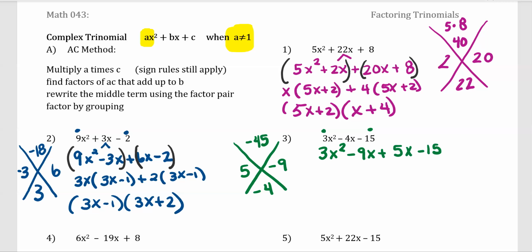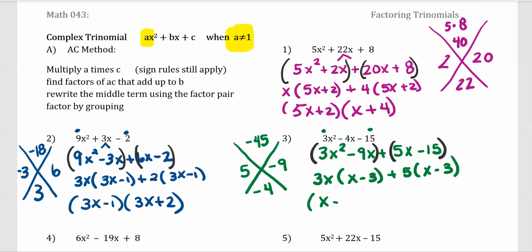Factor by grouping. Take out the greatest common factor. And there's our final answer. Again, multiply this back together to check to make sure your factors are correct.